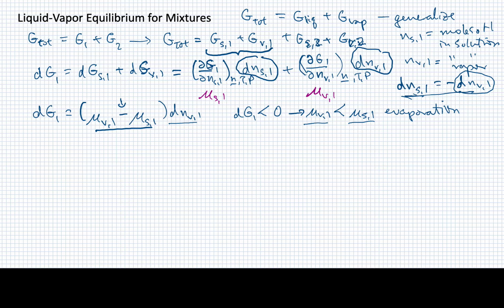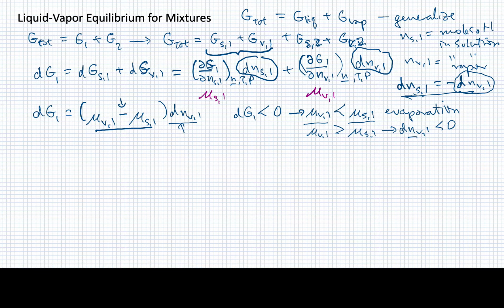Likewise, if the magnitudes of these are opposite, if the vapor phase has a greater chemical potential than the solution phase, then the change in the number of moles of the vapor phase must be less than 0. In other words, I'm not evaporating anymore, I'm condensing. I'm moving moles from the vapor phase into the liquid phase, and that would cause this to be negative.